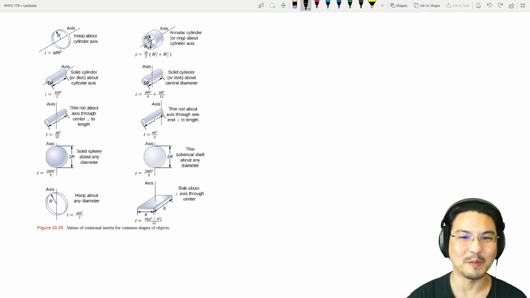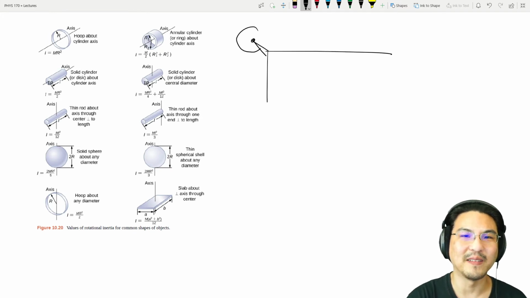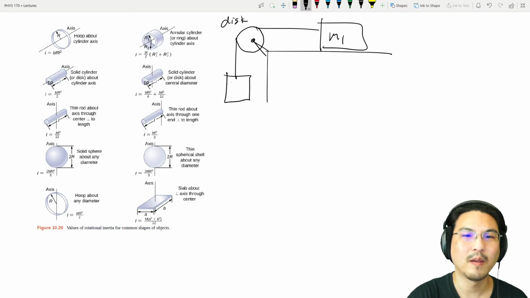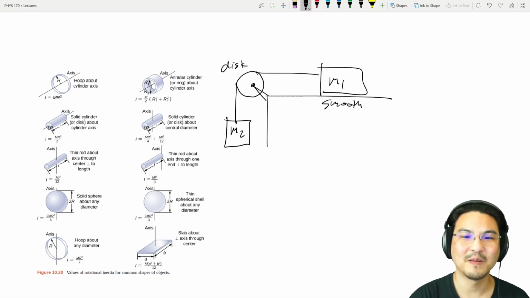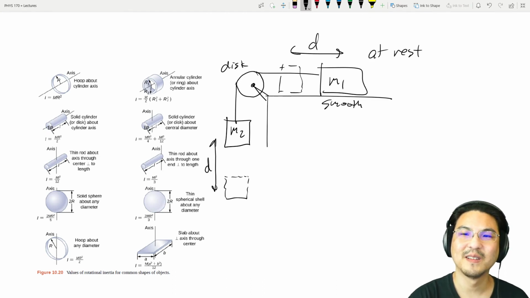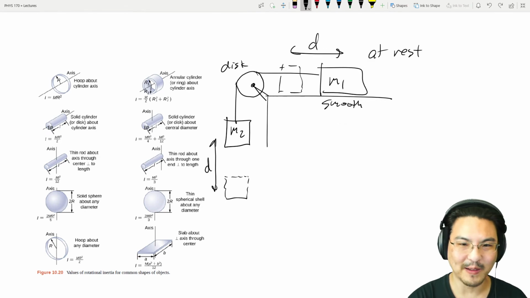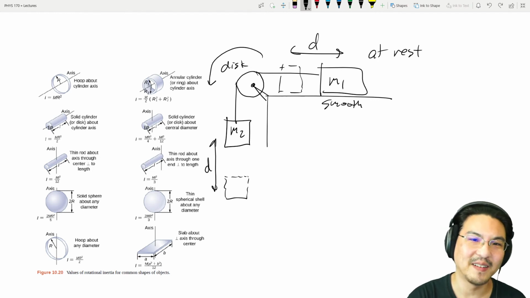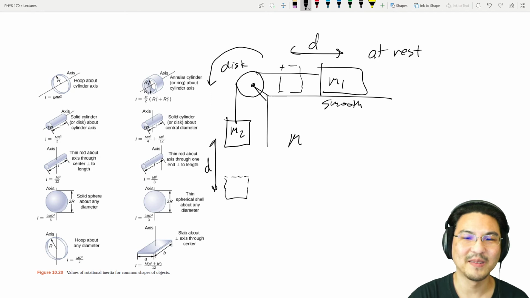Okay, so let's do a quick example. Let's say you have a pulley like this. It's a disc. And then there's a block over here and a block over here. And let's say this is smooth. And let's say you release this from rest and block 2 drops to over here, some distance d. So block 1 goes over here, some distance d. So let's start at rest, release it. All right, block 1 goes toward the left, block 2 drops down. The disk will rotate. And let's say the disk has a mass md and radius r. This is for the disk, our pulley.